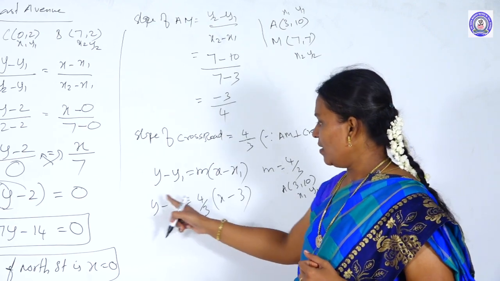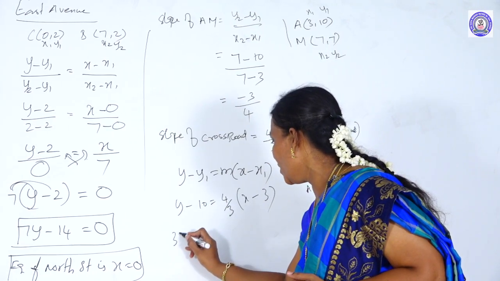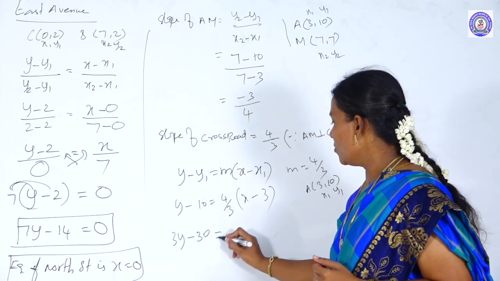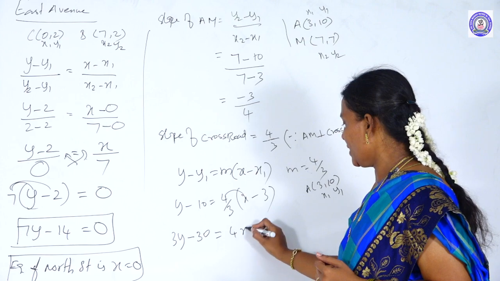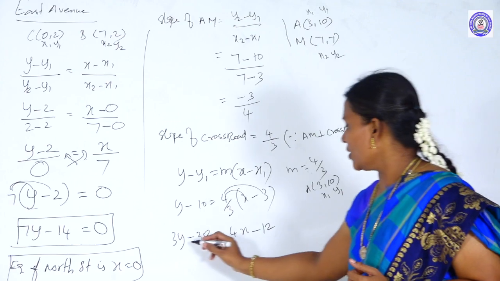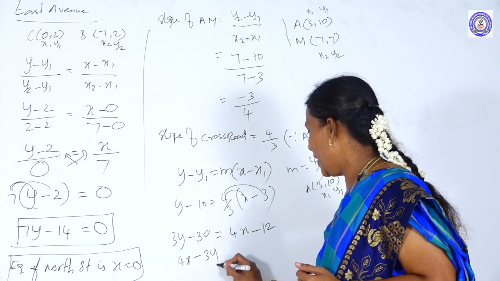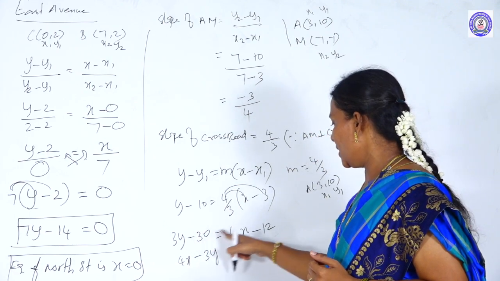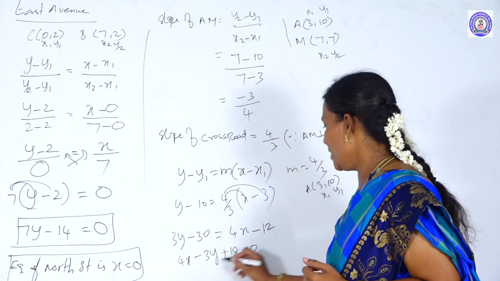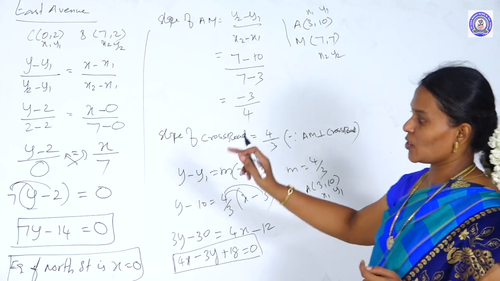Now cross multiply this 3 to the left side. So 3 into y, 3y, then minus 3 into 10, minus 30. That gives 4 into x, 4x, 4 into minus 3, minus 12. So these two terms you bring to the right side: 4x minus 3y plus 30 minus 12, that is plus 18, is equal to 0. This is the equation of the crossroad.